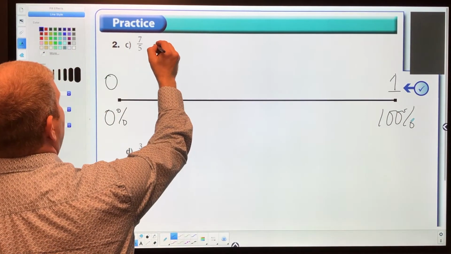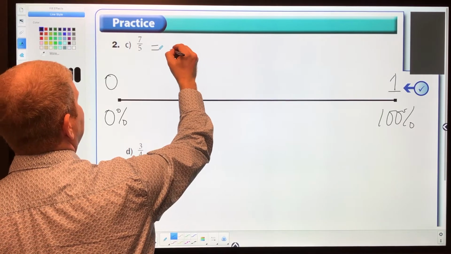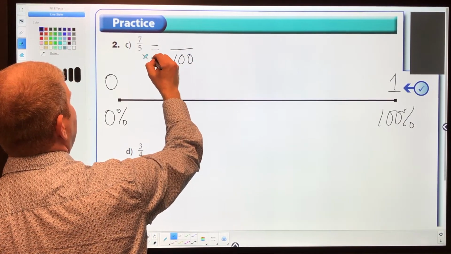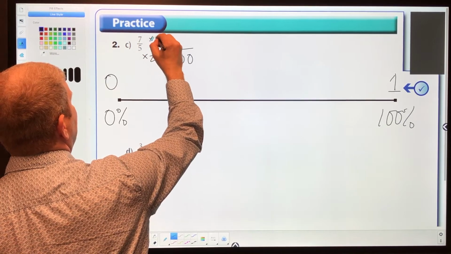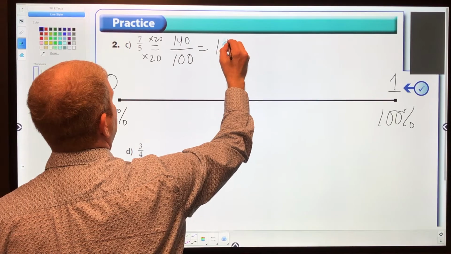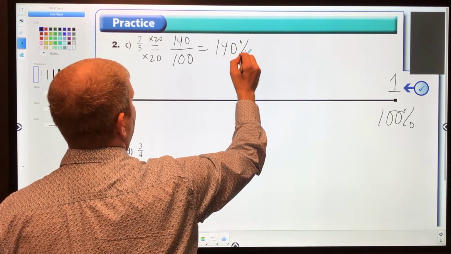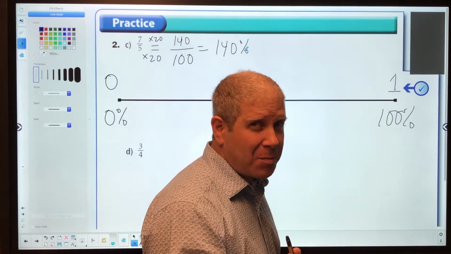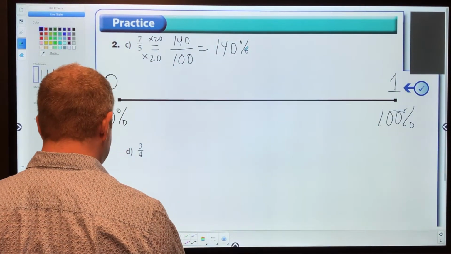Okay, 7 over 5. Let's figure out what number that equals over 100. 5 times 20 gives us 100. So 7 times 20 will give us 140. So we have 140%. Okay, well, we have a problem here because I ended up at 100. I made an assumption that it ends at 100, and that assumption was bad.